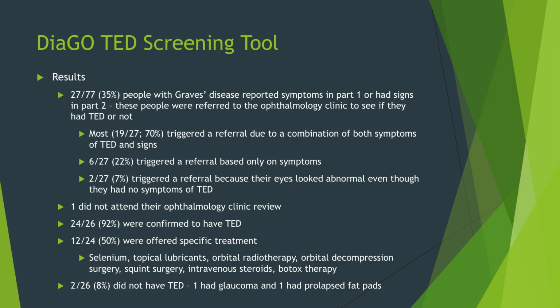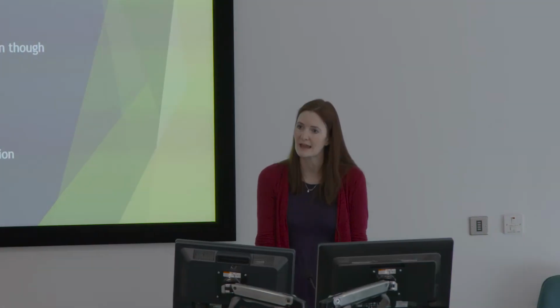Of the 77 people with Graves' disease who used the assessment tool, we found that 27, or 35%, reported either signs or symptoms within the tool, and these people were all referred on to the ophthalmology clinic for further assessment to see whether they had thyroid eye disease or not. Of those 27 people, most had a combination of both signs and symptoms, so something to see as well as something to feel. 6 out of 27 had symptoms only, but their eyes looked normal, and 2 out of 27 were referred to ophthalmology because their eyes looked abnormal, although they had nothing to complain of in terms of symptoms.